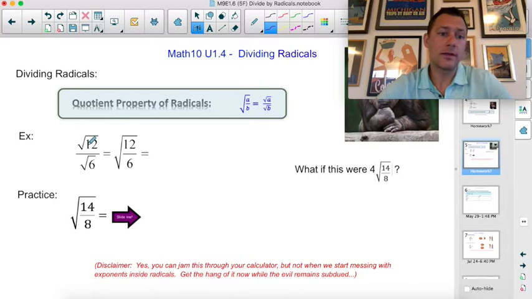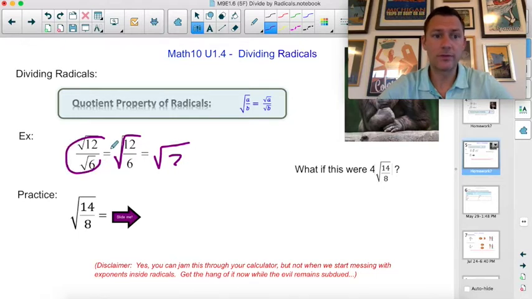You'd use it like this, root 12 over root 6. Those are nasty decimals. But if you put them under one radical instead of separate radicals, you can simplify that to root 2 and just leave it. This would simplify to root 2 if you put it in your calculator.